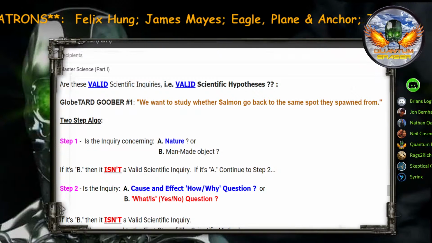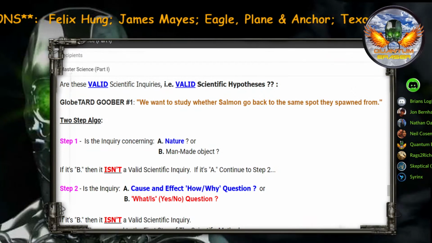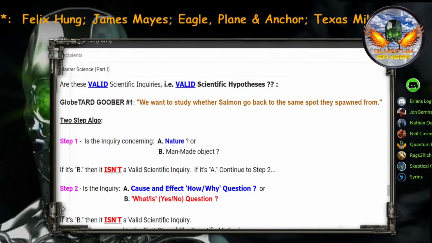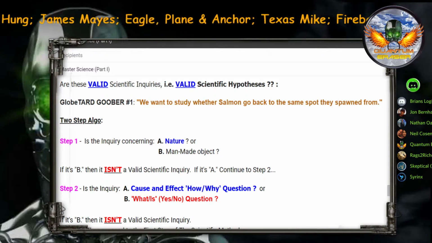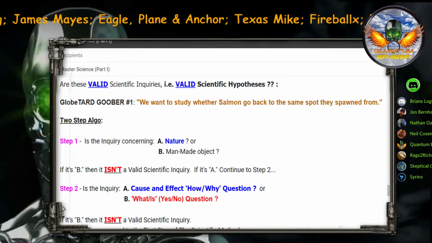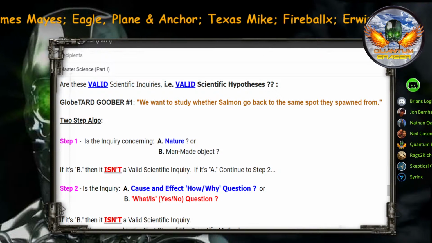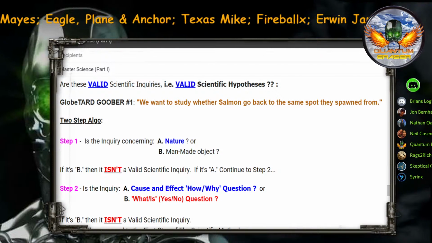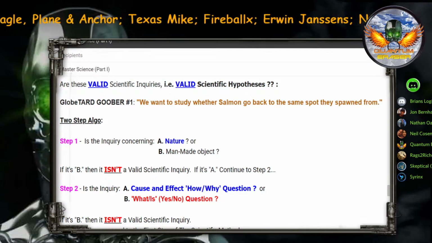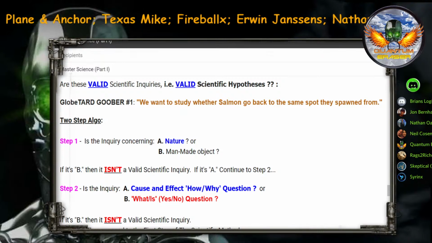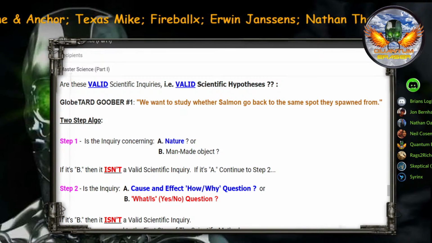Ready? Here we go. I've got a very simple example. We want to study whether salmon go back to the same spot. What we do is we're going to tag a whole load of salmon, and we're going to monitor those salmon, and we're going to monitor their return back into shallows, and then we can say, okay, they are definitely coming back to this location.